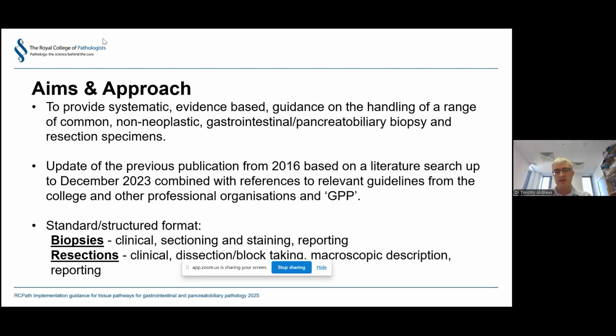We've tried to make it in a standard and structured format, concentrating on biopsies where we've looked at the clinical scenario, the sectioning and staining, so how to approach the biopsy in terms of preparation, and then guidance on things to include in the microscopy report. A similar approach for resection specimens, but obviously with emphasis on dissection and block taking.